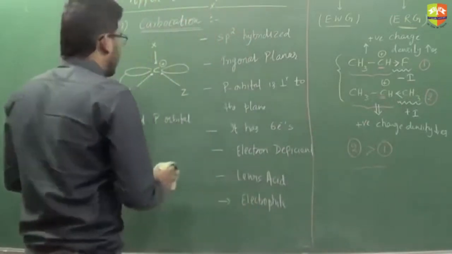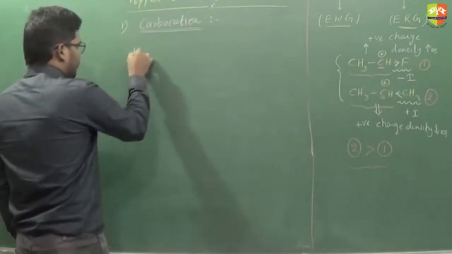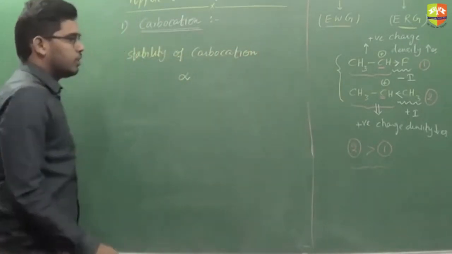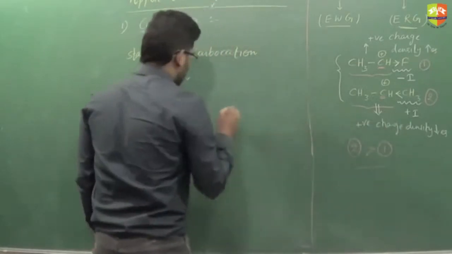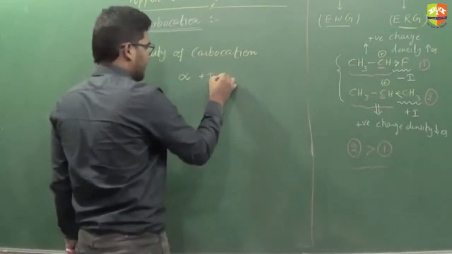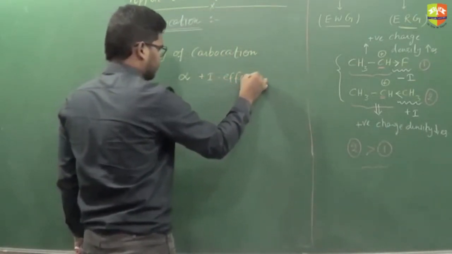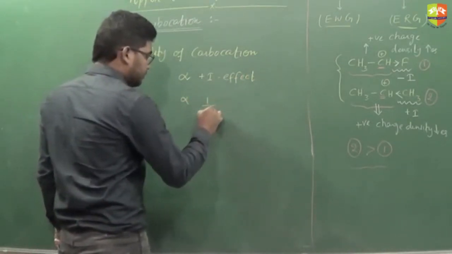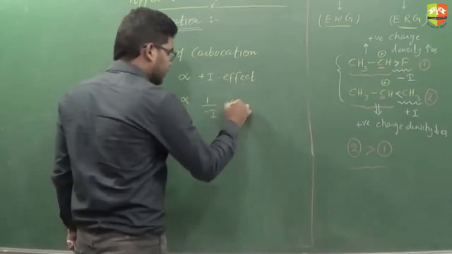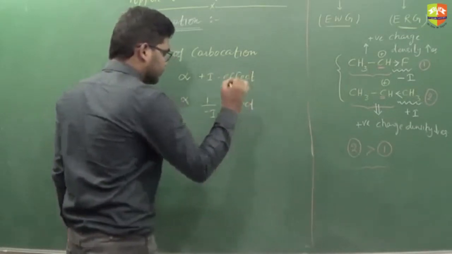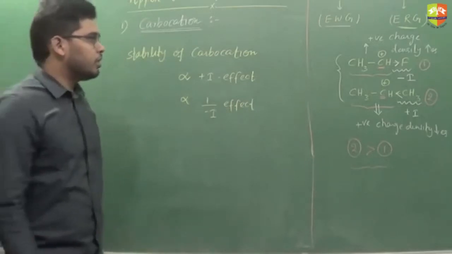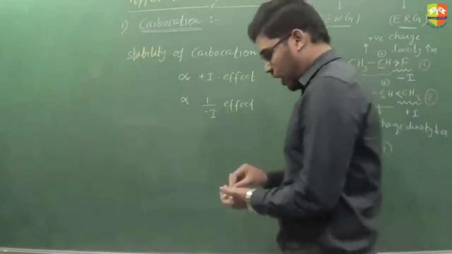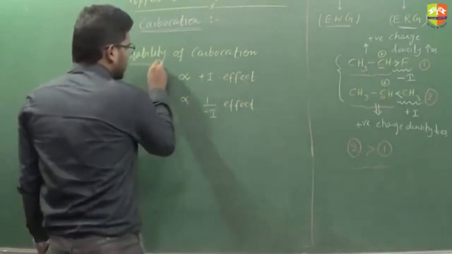That is what I'll write down here. Stability of carbocation is directly proportional to plus I effect and inversely proportional to minus I effect. This is the conclusion we can draw with these two examples, and that is what you have to keep in mind. It is logical also.